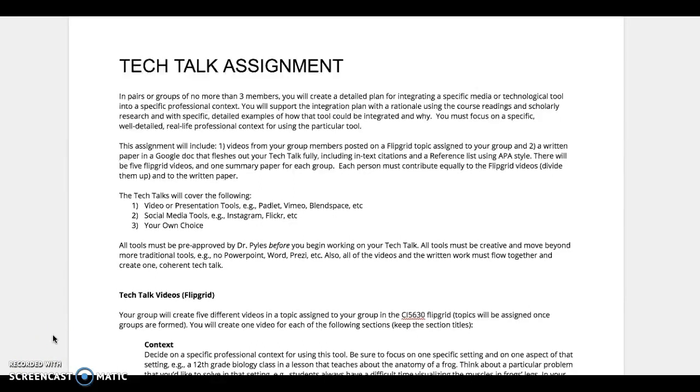All of it needs to flow together. So you're probably going to divvy up the work somehow, but it can't be confusing in that the integration of the tool doesn't even match the professional context, and the rationale doesn't seem to work together. It all is one tech talk. So you're going to need to work together to make it coherent, and to elaborate on it, no matter whose context it is. You're all going to have the same vision, essentially, and you're going to be very detailed and thorough within that. So that's important to keep in mind, that all of the videos and all the written work and basically the ideas within those all need to come together into a coherent whole, for your tech talk, and that's true for each of the tech talks that you're doing.